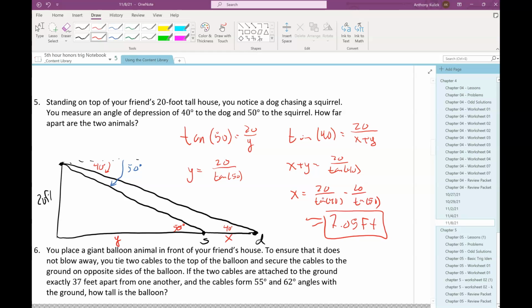Is that cool? Yeah. So the biggest thing there was making sure you got your angles of depression in the right place. That's when you're drawing your picture, the most likely place you goof. Grace. Sure.